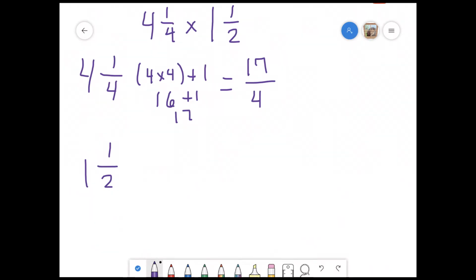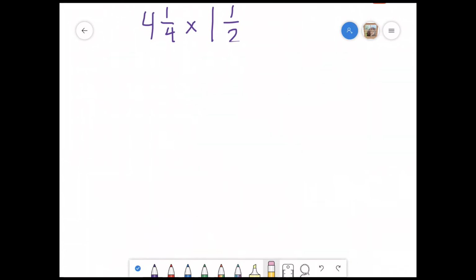I'm going to go ahead and do the same thing for 1 1/2. So I have 2 times 1 plus 1. 2 plus 1 is 3. 3 halves. So 1 1/2 is equivalent to 3 halves. Now that I have my two mixed numbers turned into improper fractions, I'm going to rewrite my expression. Let me erase this real quick. My new numbers are 17/4 times 3 halves. They're the same as these two fractions.